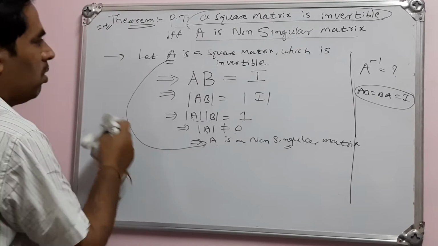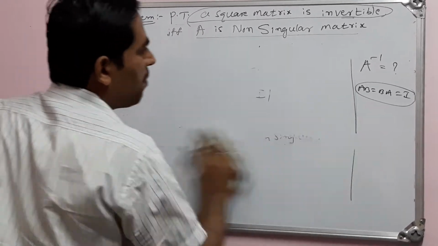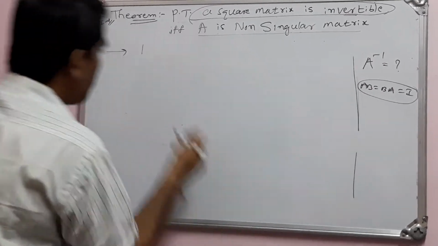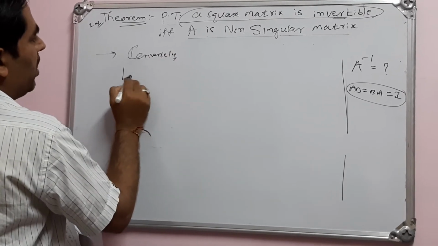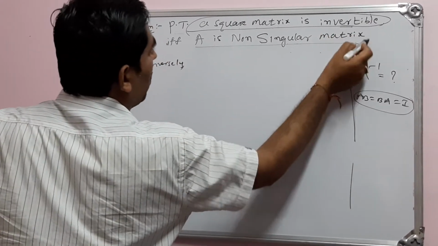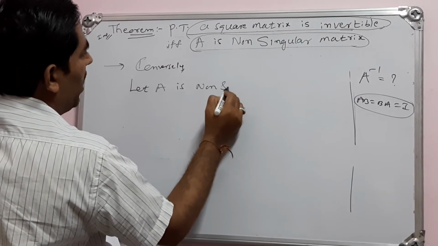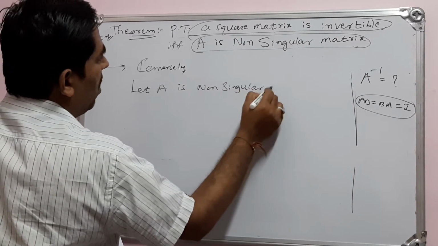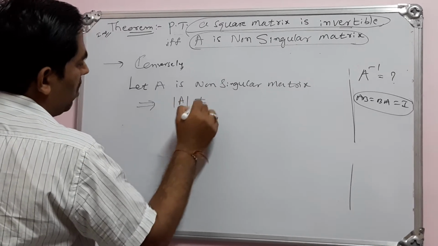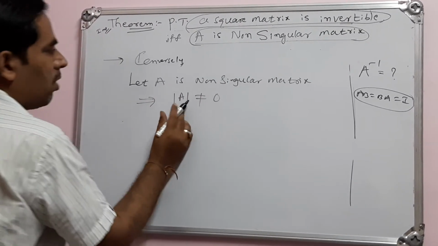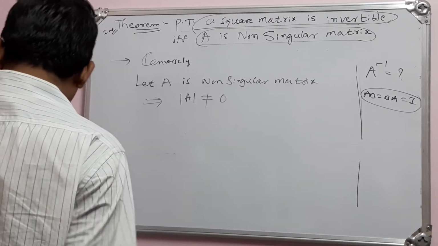I will continue here only. Conversely, let us consider this part here. Let A be a non-singular matrix. Then see what happens. A is a non-singular matrix, by definition its determinant is non-zero. The determinant of A is not equal to 0.